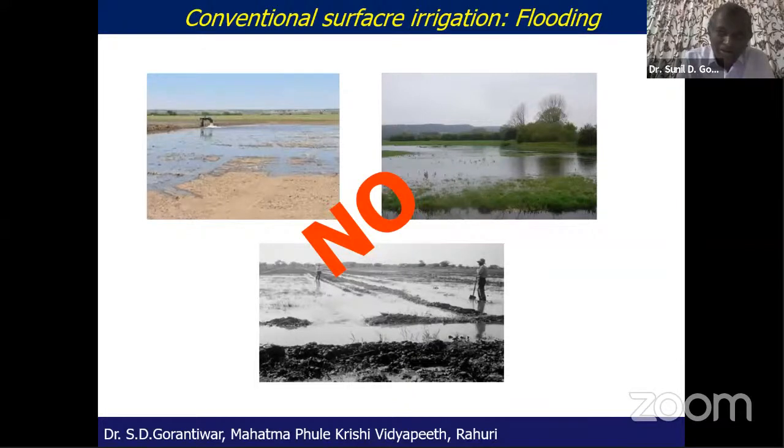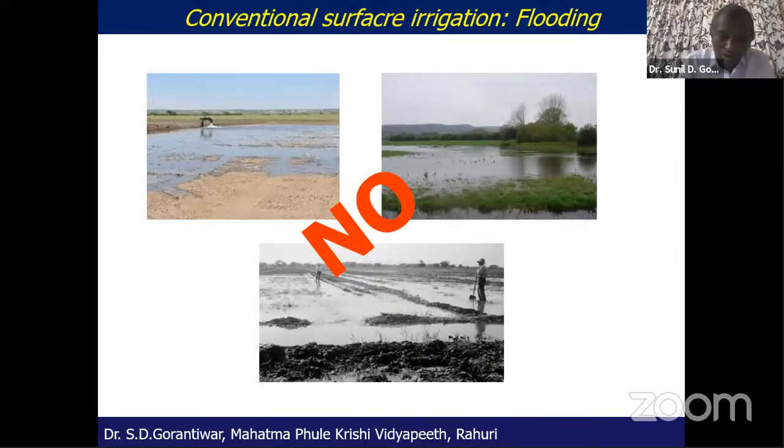It is not an irrigation method in fact, but a random application of water to the field. Water will move in any direction, and water will percolate beyond the root zone. There will be stagnation of water, there will be waterlogging, and there will be a lot of disadvantages associated with this. So let flooding not be called a method of irrigation.